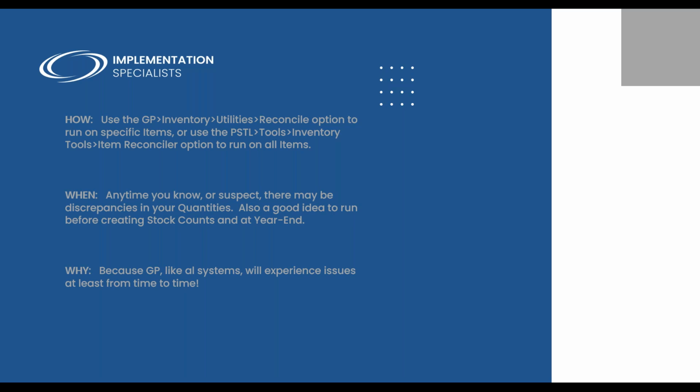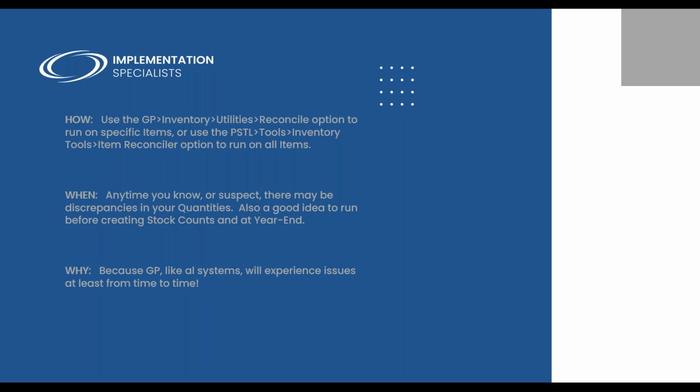Okay, so talking about the inventory reconcile, how would you run it? You would go into the GP inventory module, open the utility section, and use reconcile. It's really helpful to use that one if you want or need to run it on just specific items. Or you can use the Pistol version under PSTL, tools, inventory tools, item reconciler. That will allow you to run it on all items. And again, it will run significantly faster.